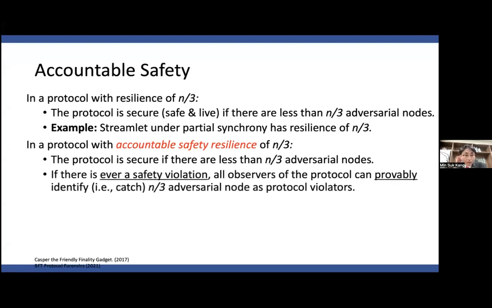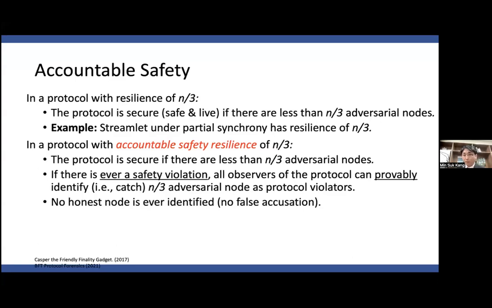In addition to that, if there's ever a safety violation, as we have seen in the previous example, all the observers of the protocol can provably identify and catch those adversary nodes as the protocol violators, and they get punished. So no honest node is ever identified. If they send 1 vote for each height, then there will be no false accusations. So this is actually a very cool property.